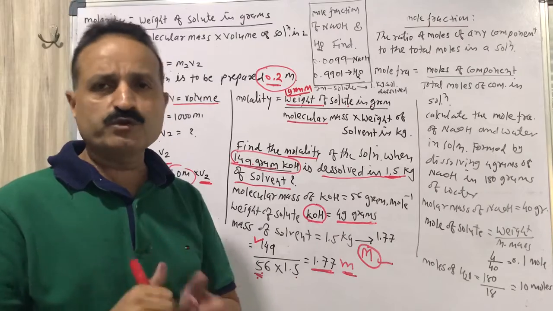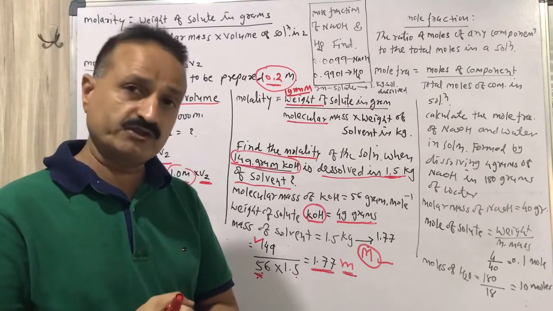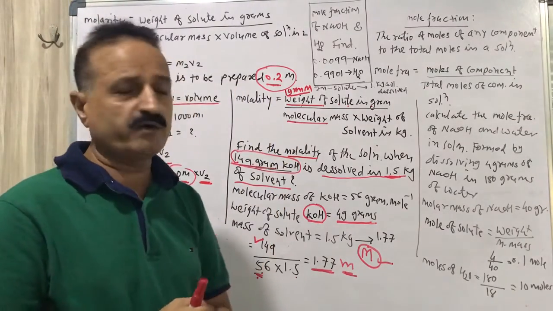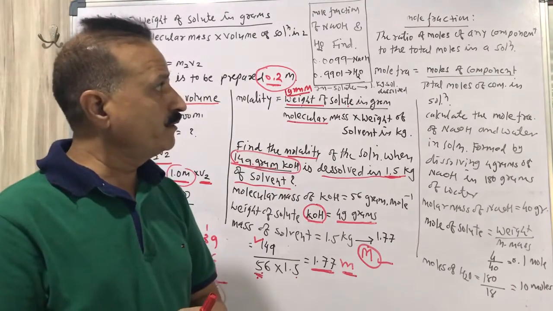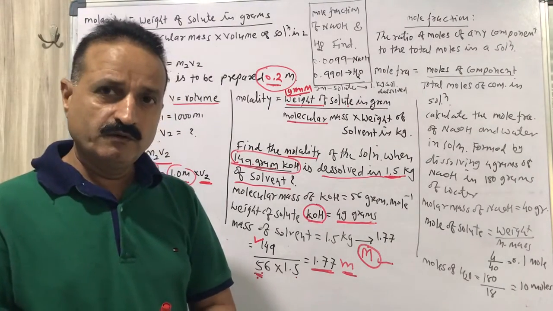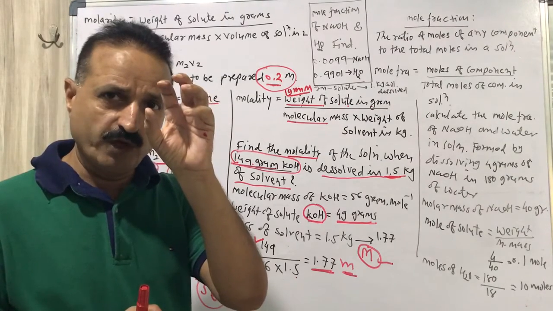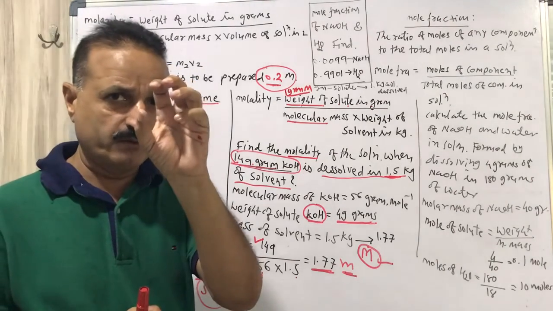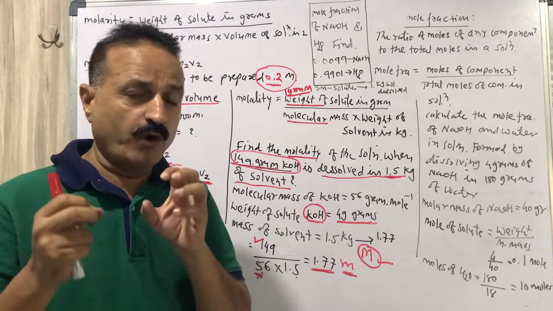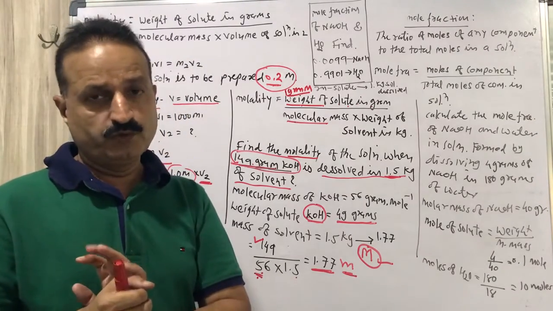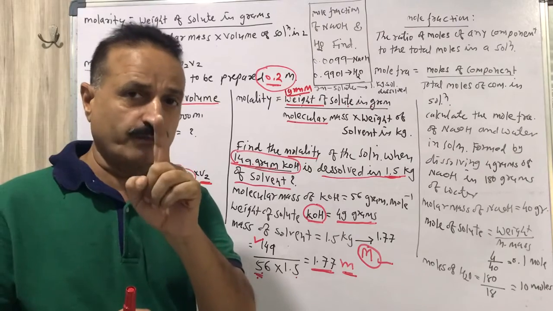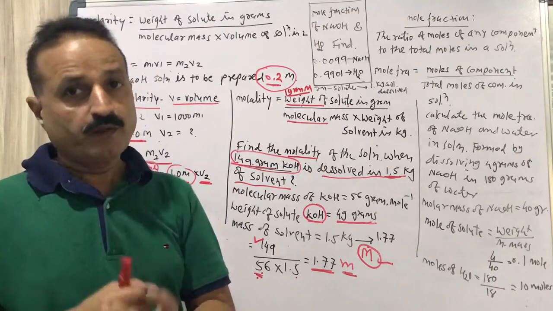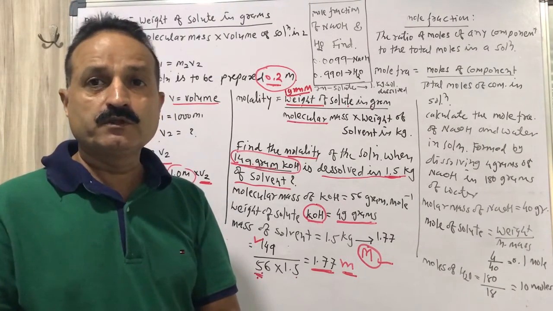Now, very most important topic, what is the mole fraction? Mole fraction is the ratio of moles of any component to the total moles in solution. Means value of one component upon value of total component. So we have to find out moles of one component and we have to find out moles of total component. Then after we will find out the mole fraction.